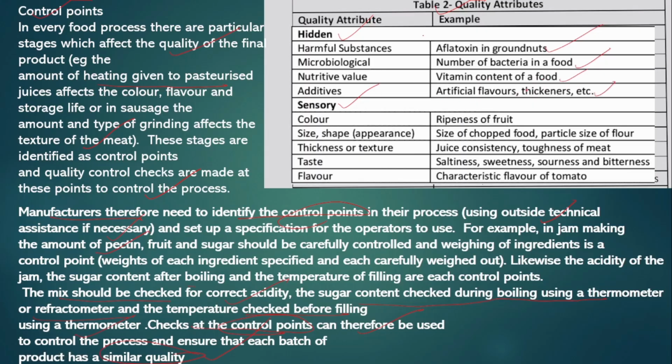and thickeners, etc. And coming to the color, we can see it, that is the ripeness of the fruit, size and shape, size of the chopped food, particle size of the flour, and thickness or texture, juice consistency and toughness of meat. Taste: saltiness, sweetness, sourness or bitterness, and the flavor is the characteristic flavor of the tomato.